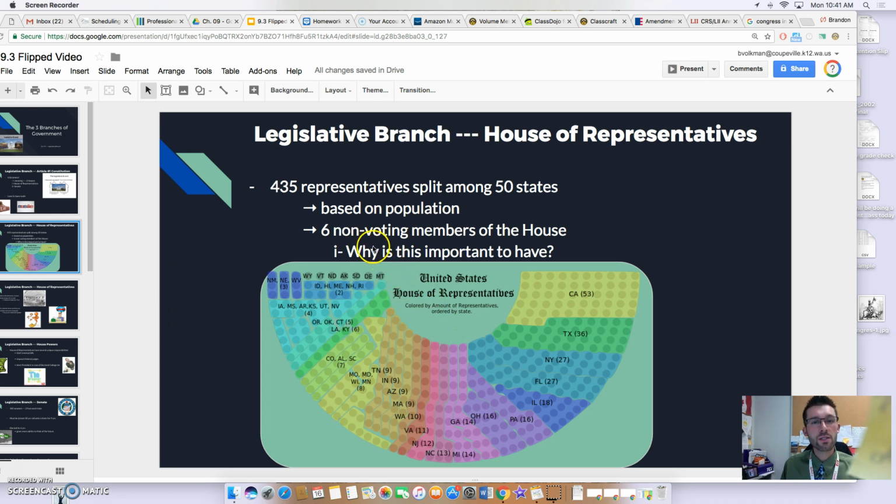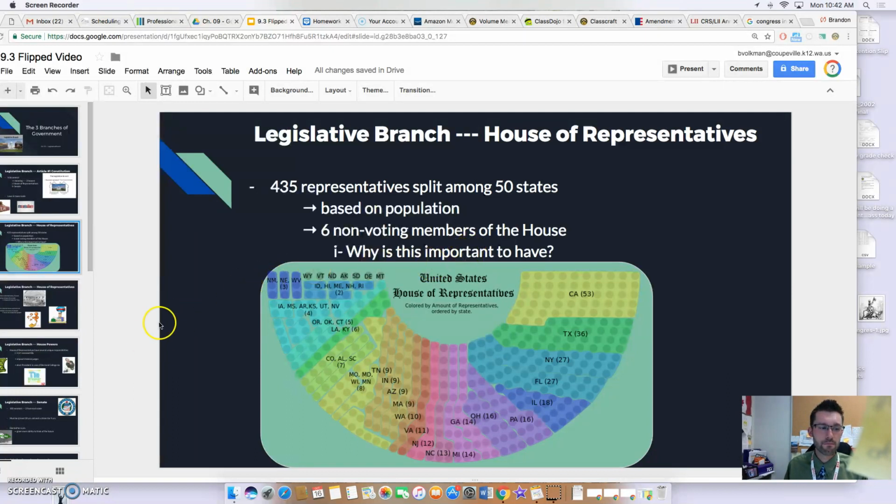Now, there are also 6 non-voting members in the House. An example of this would first off be the District of Columbia, that's Washington, D.C. Then there's Puerto Rico, American Samoa, Guam, and the U.S. Virgin Islands. Now, something to think about is this. Why is it important that we have these 6 non-voting members? I want you to pause the video, maybe go ask your parents this question. See if they know anything about Puerto Rico, American Samoa, Guam, and the U.S. Virgin Islands. And then ask them why it's important that they have representatives, but that these places' representatives can't vote in the House.